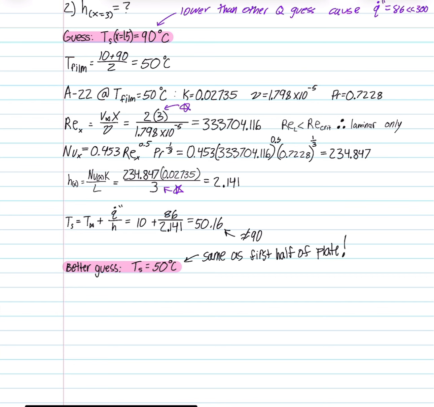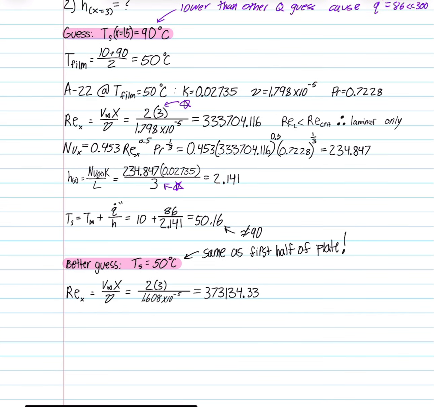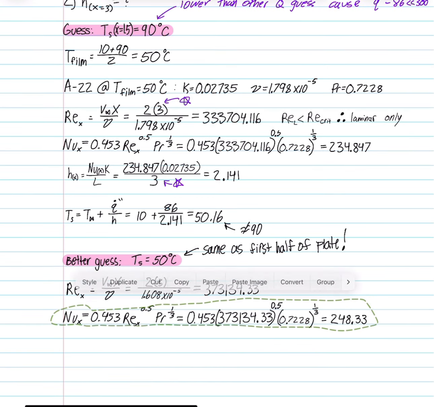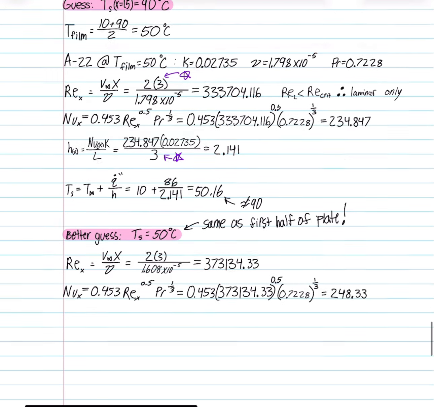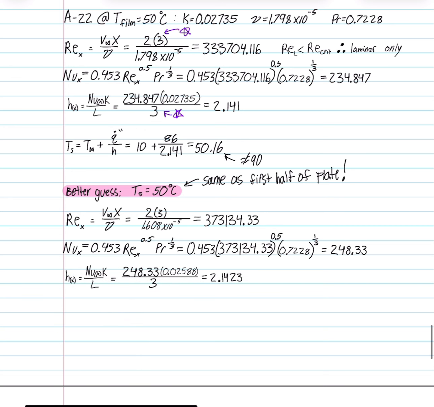which was 90. So you need to set your better guess equal to what you did get, which was about 50. So T surface is 50. And that was the same as before, so you have the same nu value, the same Pr, the same thermal conductivity k. So it makes the problem a lot simpler. You find the Nusselt number using the laminar equation.